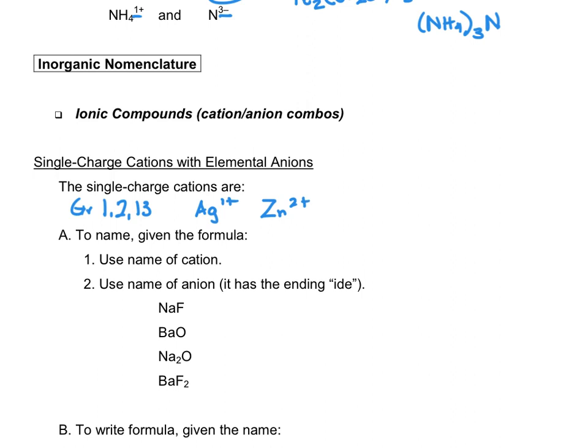So if I am given the formula and I need to name it, I give the name of the cation and then the name of the anion with that -ide ending. That's it. That's all there is to it. So my cation here is sodium, and then the anion is fluoride.